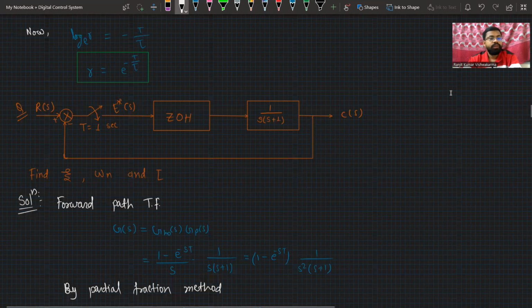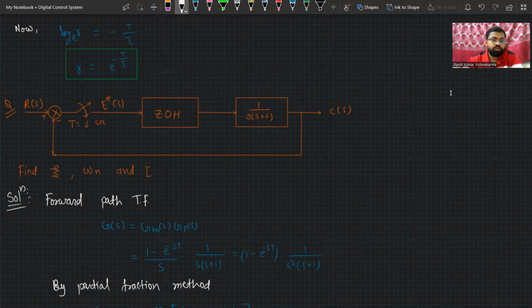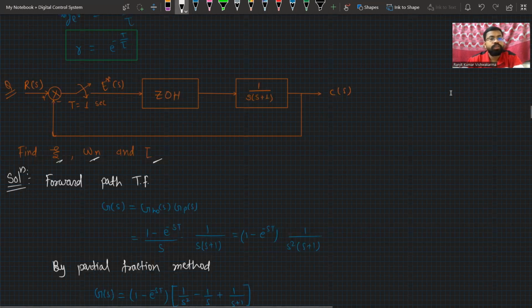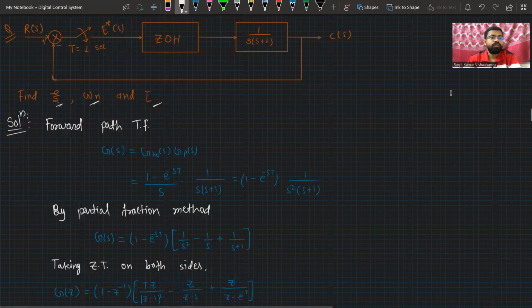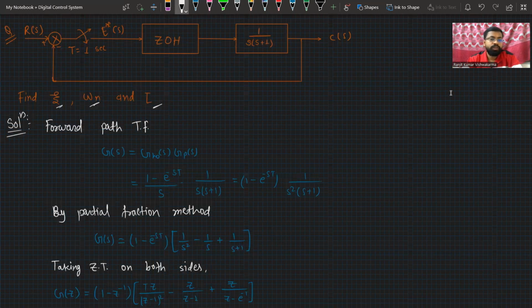No, I have taken one example. We will solve this example and we will calculate the value of zeta, omega n, and tau. First of all, we have to calculate the pulse transfer function. From this block diagram we can easily calculate the pulse transfer function.